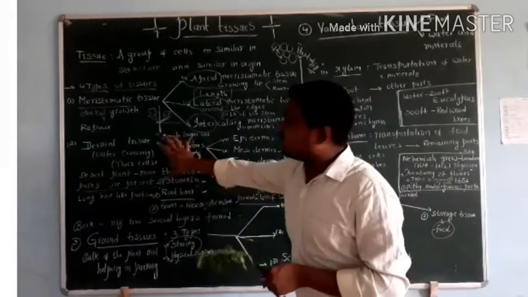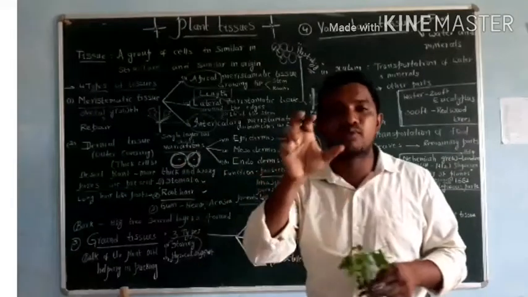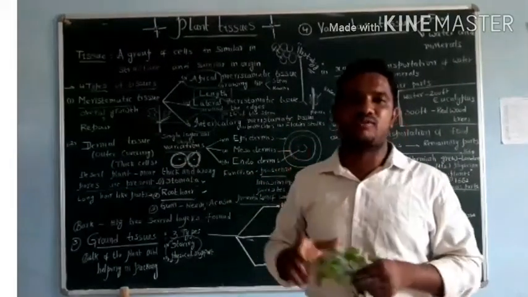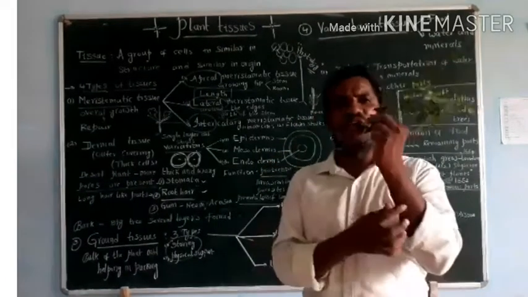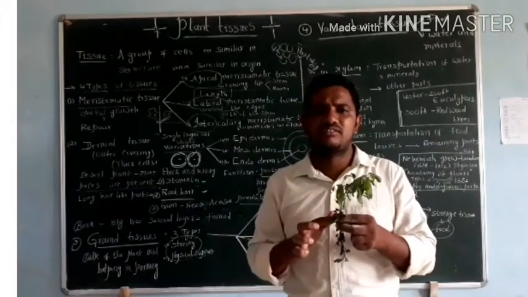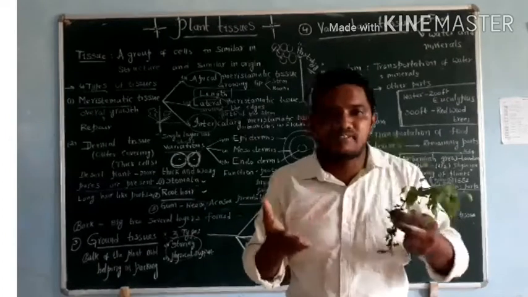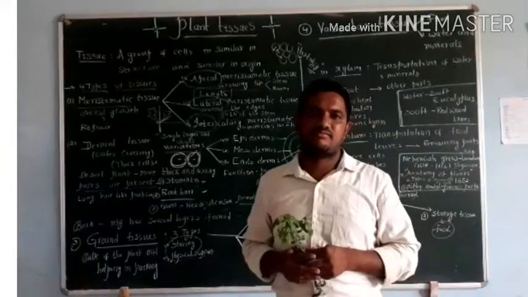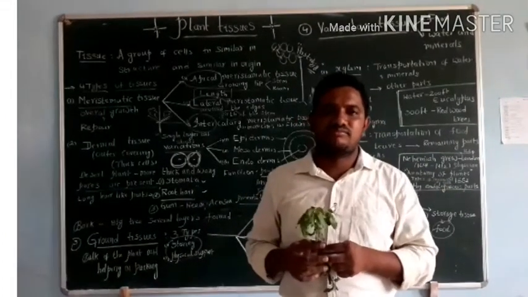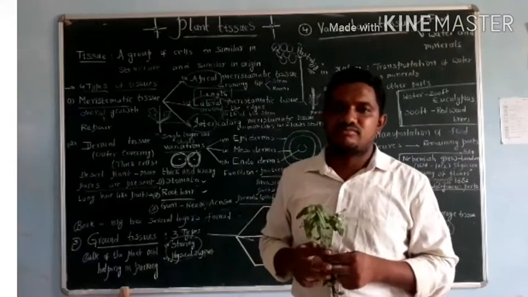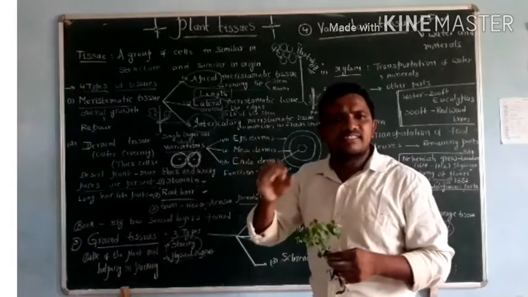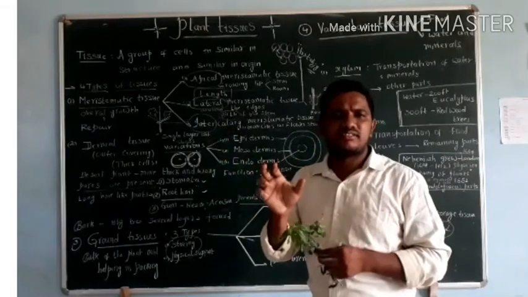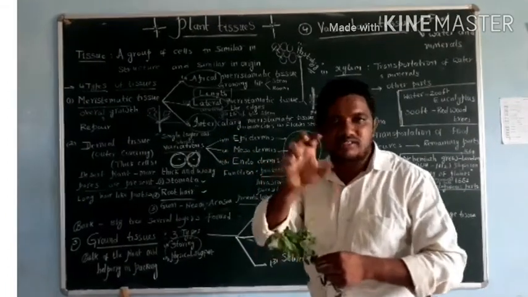What is the main function of dermal tissue? It gives protection to the inner parts of the plant body. If there is no outer membrane in the plant body, then what happens? We know. So the outermost membrane is important, as it gives protection to the inner parts.